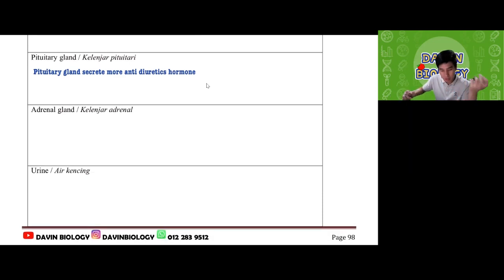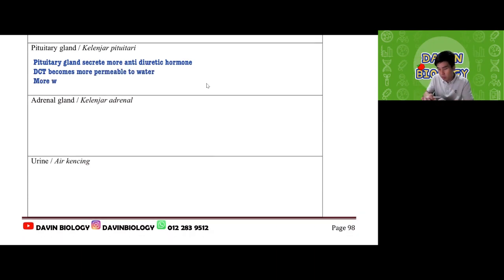Okay, antidiuretic hormone. And then we explain now. Antidiuretic hormone basically causes your DCT, your kidney there, to be more permeable. So just follow the arrow. More antidiuretic hormone, your DCT, short for distal convoluted tubule, becomes more permeable to water, so therefore more water is reabsorbed at your distal convoluted tubule. So that's how we explain ADH's function.